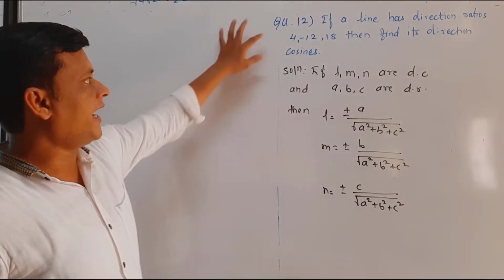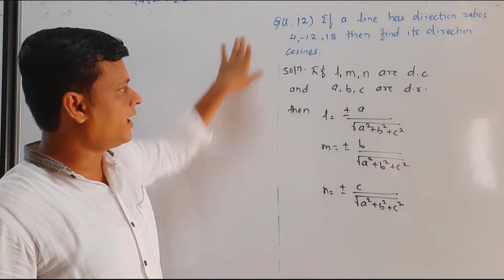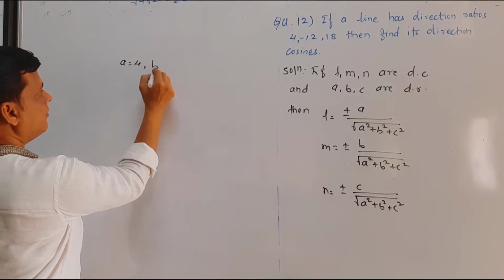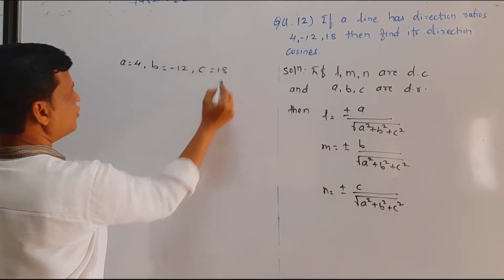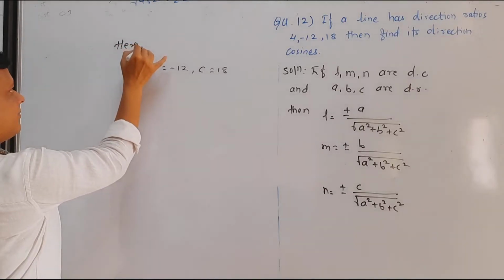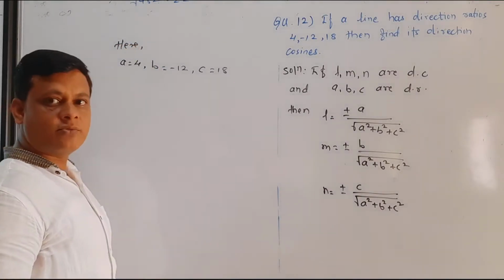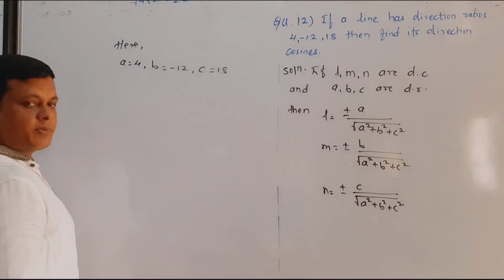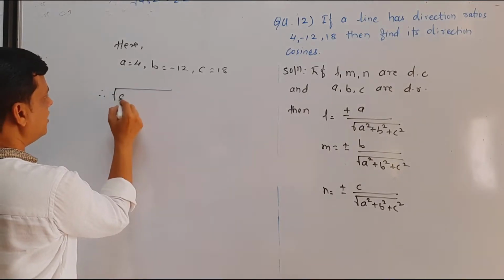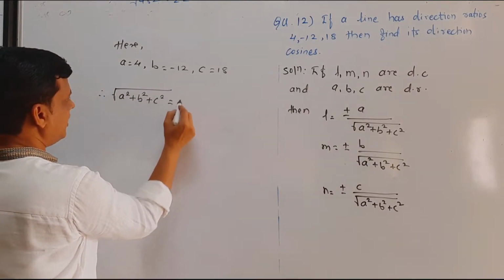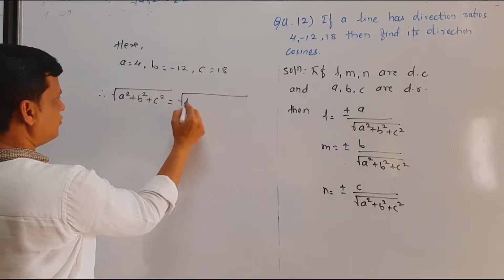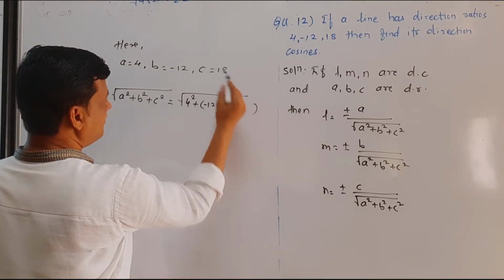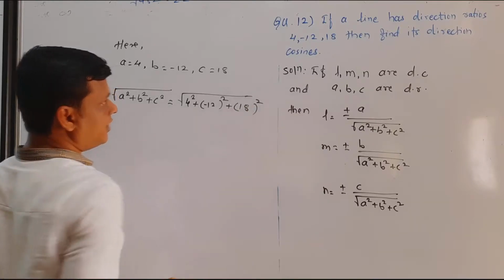So here direction ratios are given, that means values of a, b, c are given. So we write here a equals 4, b equals minus 12, c equals 18. So this is the given part. We first find the value of root a square plus b square plus c square. Therefore under root a square plus b square plus c square equals, now value of a is 4, so we write 4 square. Value of b is minus 12, so we write 12 square. Value of c is 18, so we write 18 square.